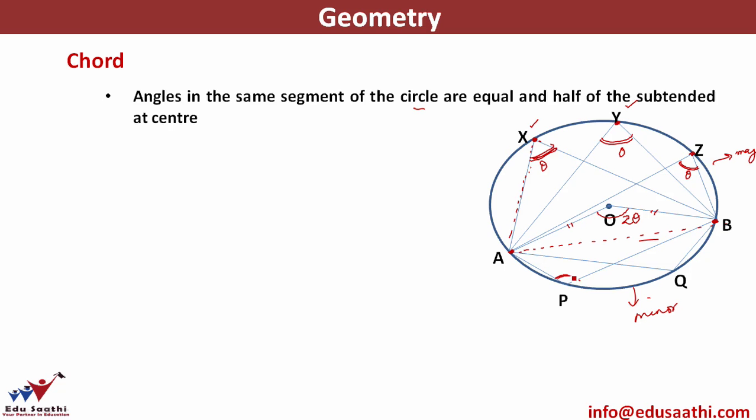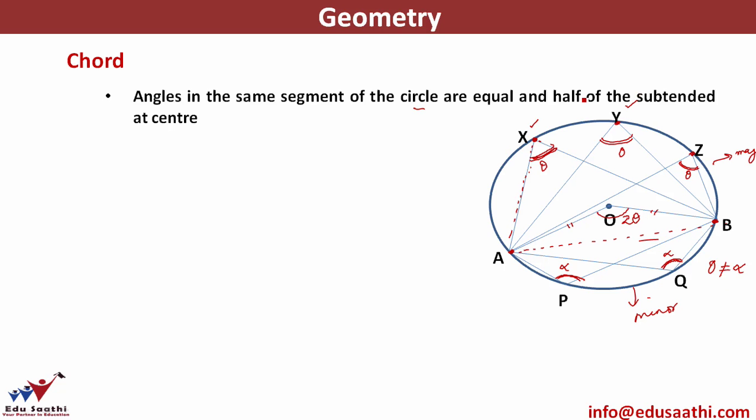Similarly, if I look at the minor segment, this angle, I'm not calling this theta, let me call this alpha, would be equal to the angle which is subtended by the same chord in the other segment. So in the minor segment, AB is subtending various angles at the circumference. All these angles would be treated as alpha and all of these angles would be equal. Theta, however, would not be equal to alpha.